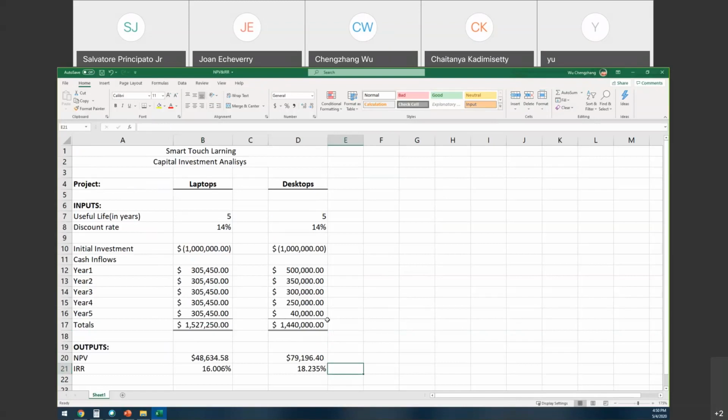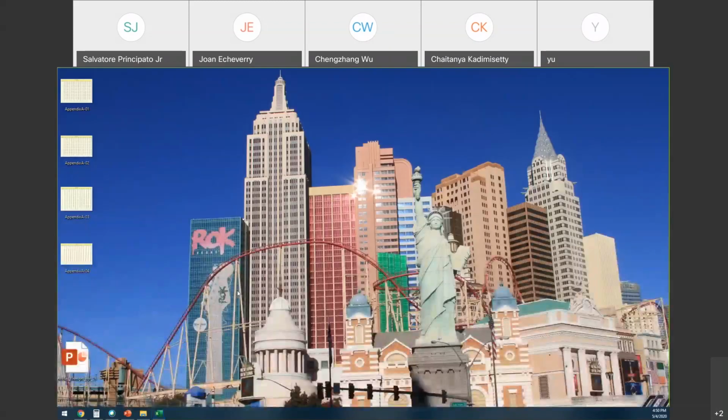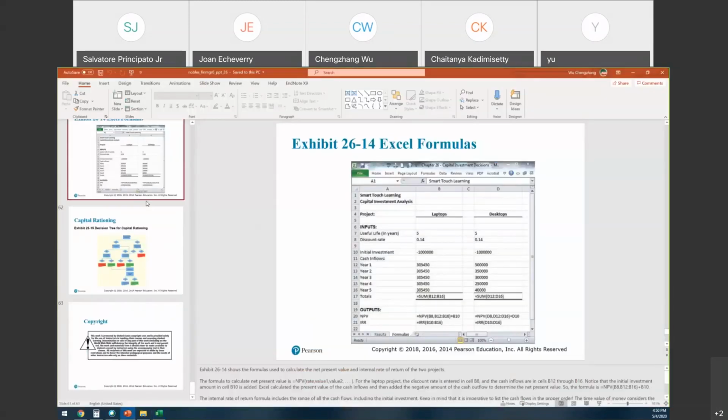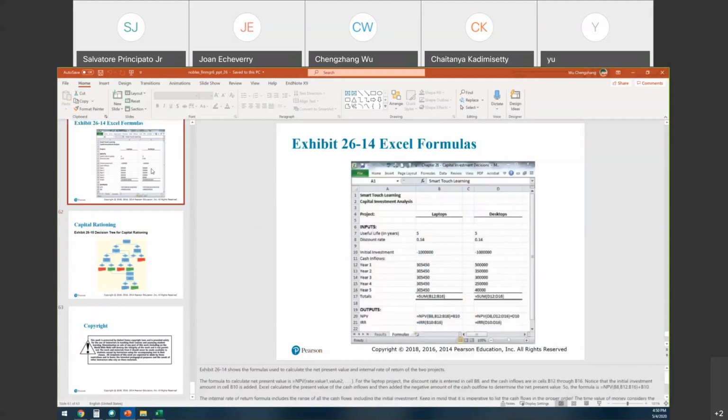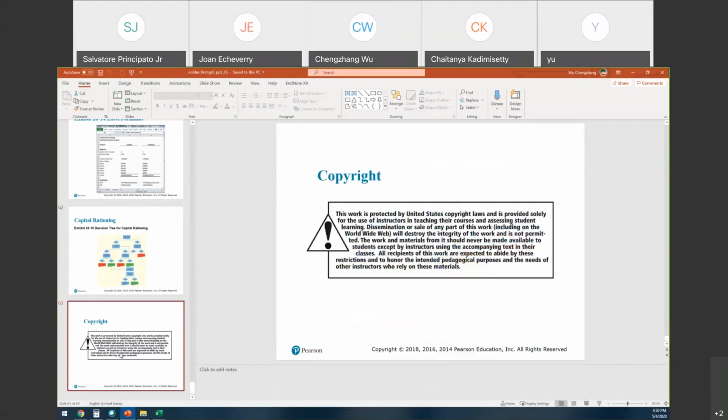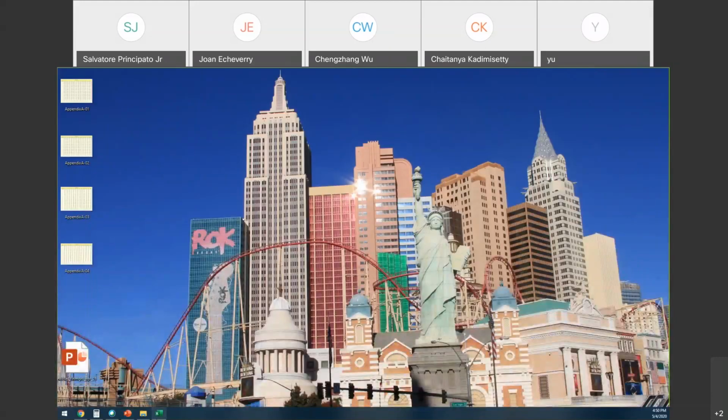Okay, this is how we calculate the NPV and IRR value using Microsoft Excel. So this is the end of this class. All right, and do you have any other questions?